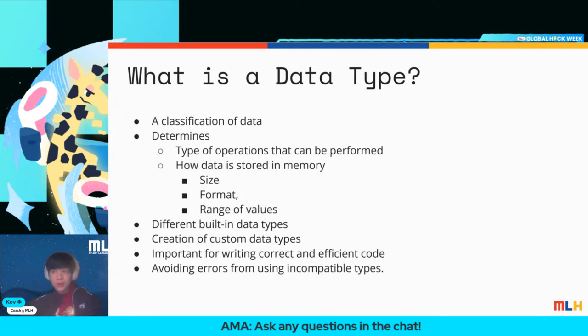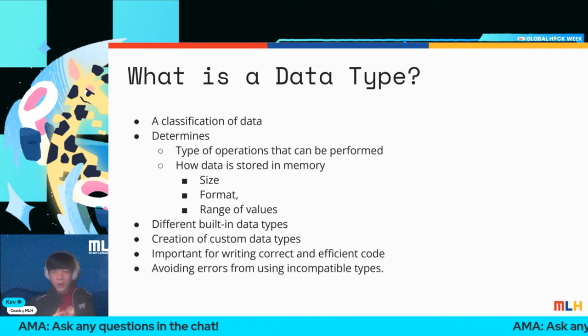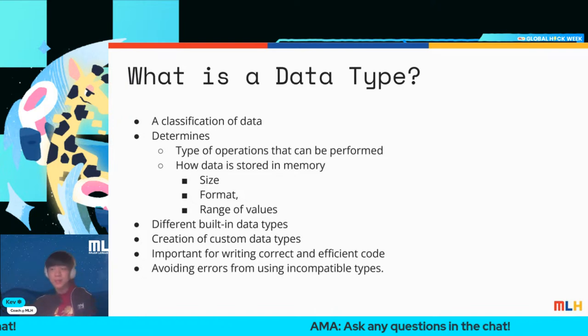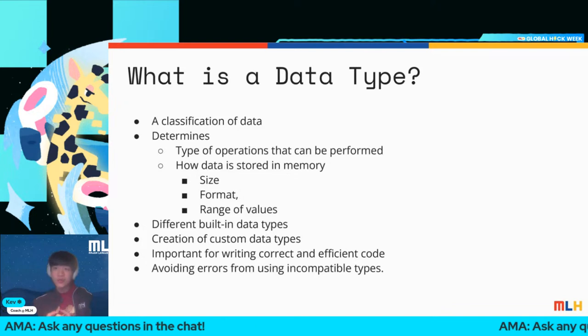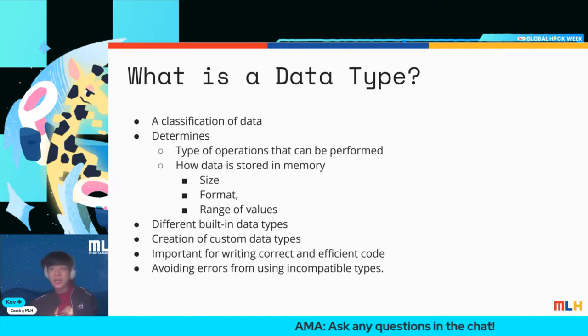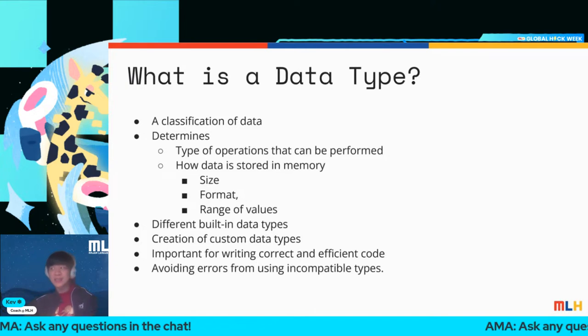It's also important to pick the proper data types when coding. We're going to go over in a bit how Python works with data types, because it impacts your ability to write correct and efficient code. We'll explore that more as we go into the different data types. It also helps avoid errors caused by performing an operation that's specific to one data type on another type of data.